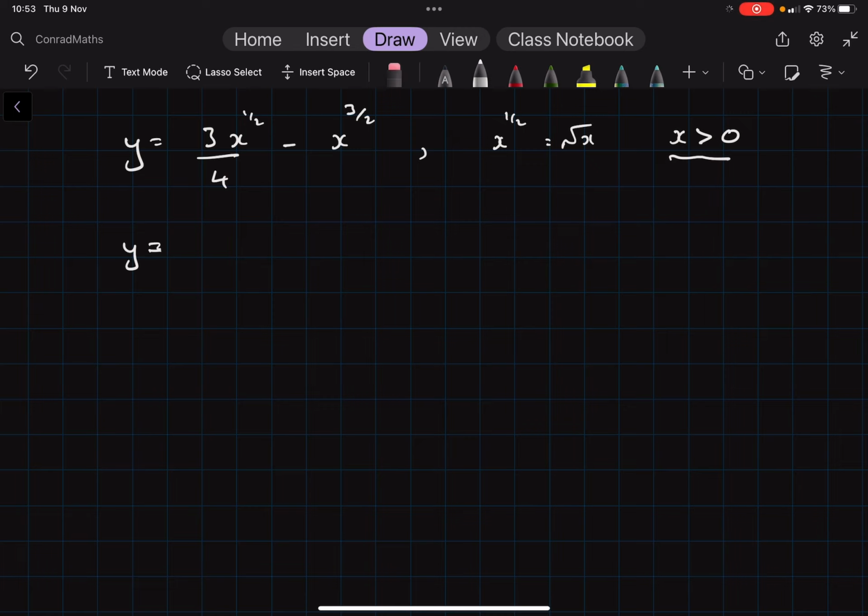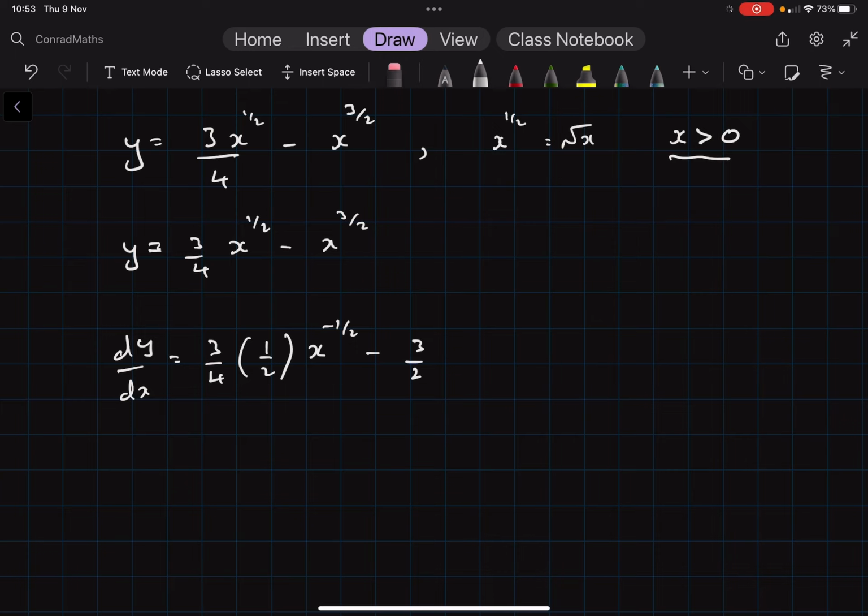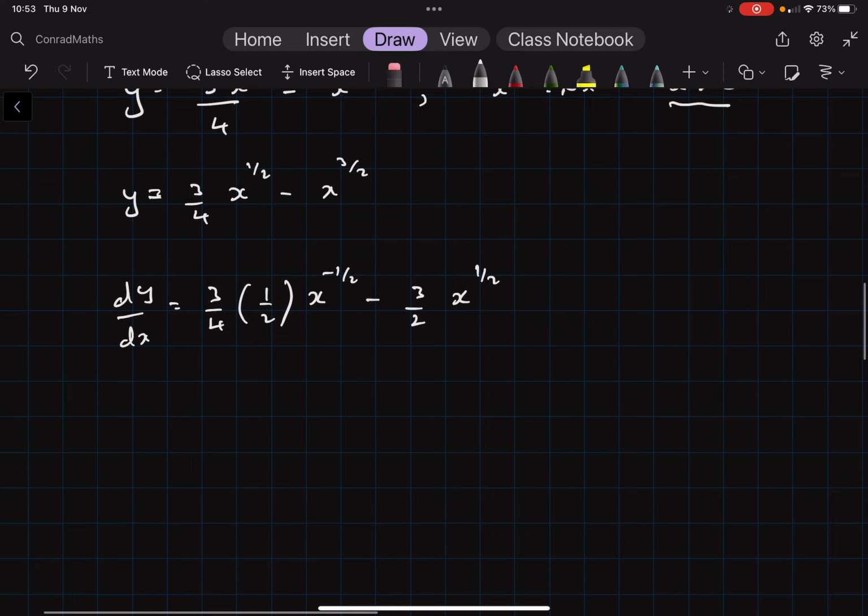Just going to prepare this to be differentiated. I'm just going to write a small change there. Right, the 3 divided by 4 is 3/4. And now we're going to differentiate. Keep the 3/4 there. Bring the half in front, and take away 1 from the power. Bring the 3 over 2 in front. Take away 1, which gives us 1/2. We need to put that equal to 0 because we're finding the turning points when the gradient is 0.